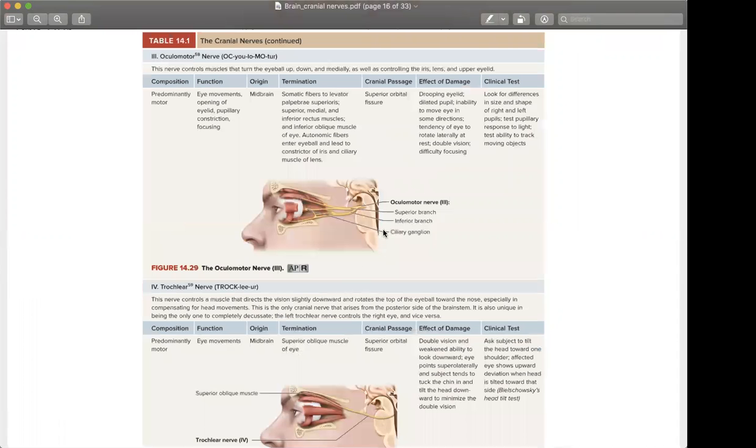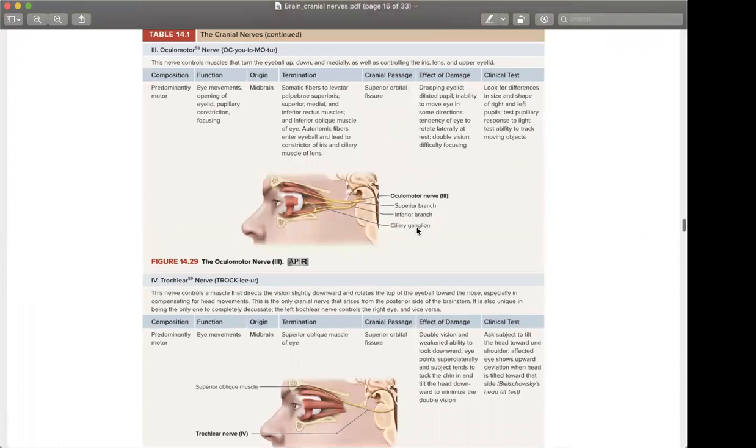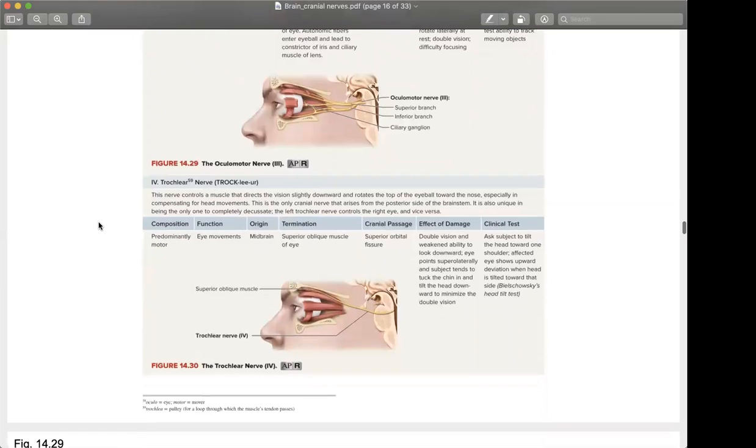So again, ocular motor, you're looking at only specific muscles. I think you're looking at 3 of the 6 or 4 of the 6. Superior, medial and inferior rectus, inferior oblique. So 4 of the 6. And the other one is the trochlea.